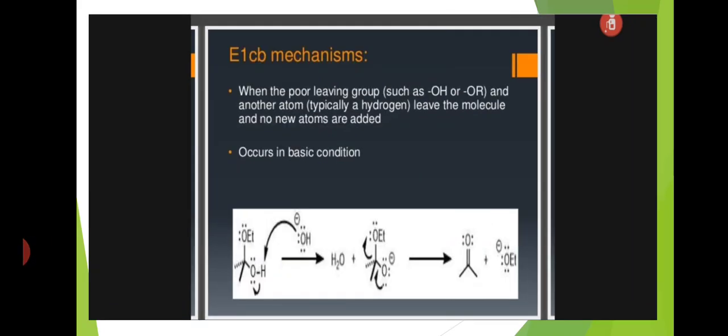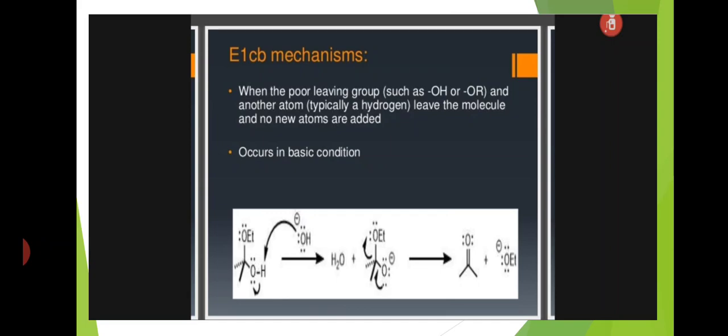Now the E1CB mechanism: when a poor leaving group such as hydroxy or alkoxy and another atom, typically a hydrogen, leave the molecule and no new atoms are added. This reaction occurs in basic condition. Okay, here the E1CB mechanism means when the poor leaving group and another atom leave the molecule and no new atoms are added, that is called the E1CB mechanism. This occurs in basic condition.